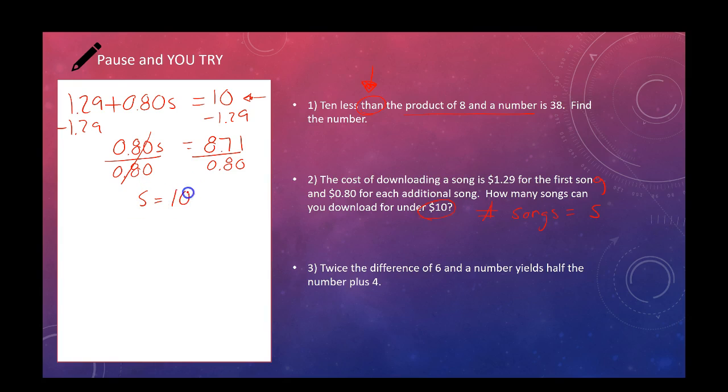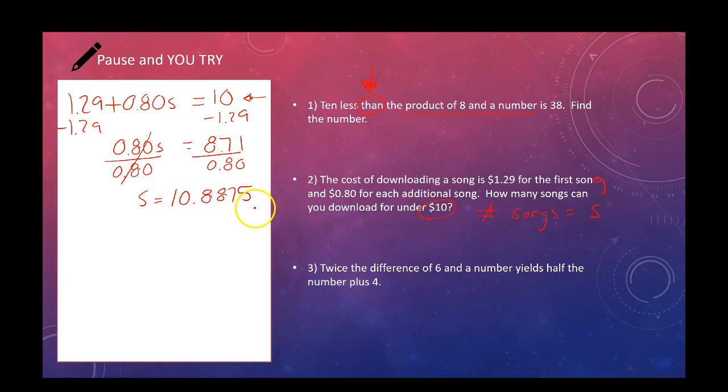And that gave me 10.8875. Okay, so we set up the equation and we solved it. Now if I go back and reflect on the question, it says how many songs can you download for under $10? Okay, well, I'm not going to download 0.8875 of a song.